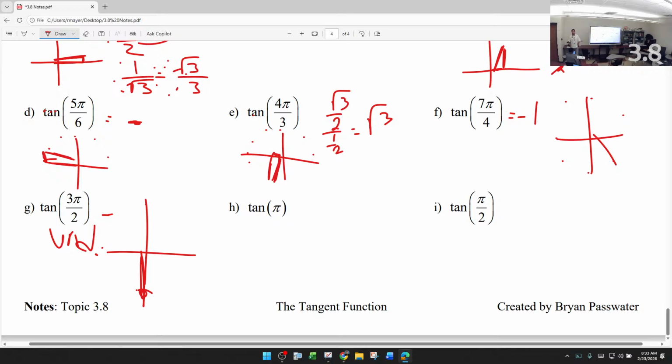And however you have to figure them out. Pi is over here. That's where sine is 0. I don't care what cosine is. Pi over 2, straight up in the air. Sine is 1, cosine is 0. Undefined.